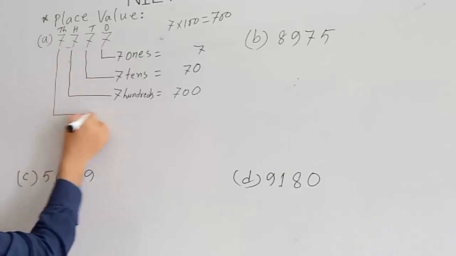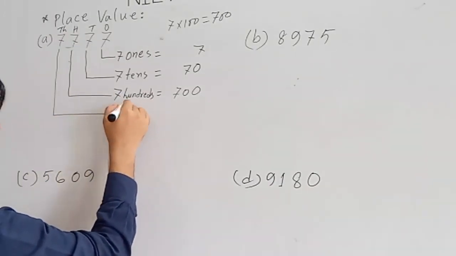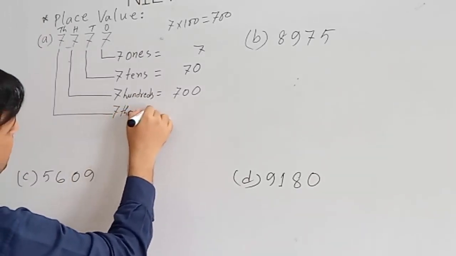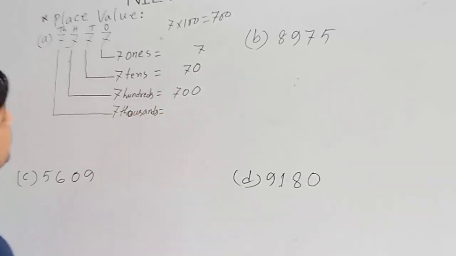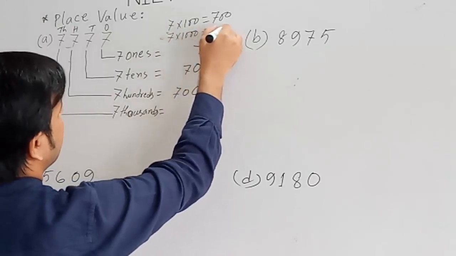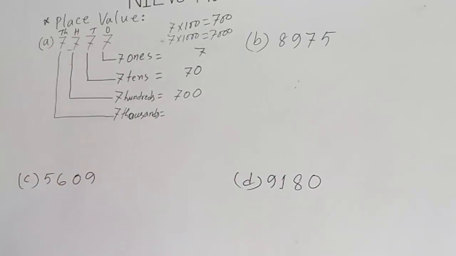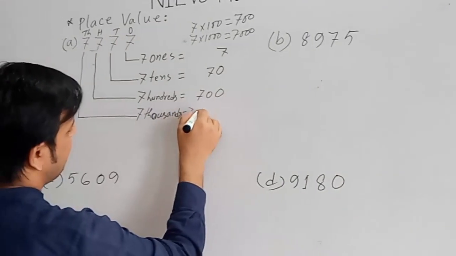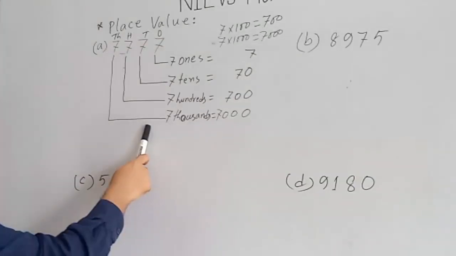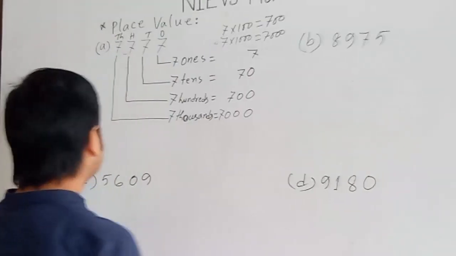And the place value of the last 7. This is in thousands position. So we have to multiply 7 by 1000. It will be 7,000. So the value of 7 in thousands position is 7,000. In this way, we will show the place value of the digits of a number. Now, go to the next question.